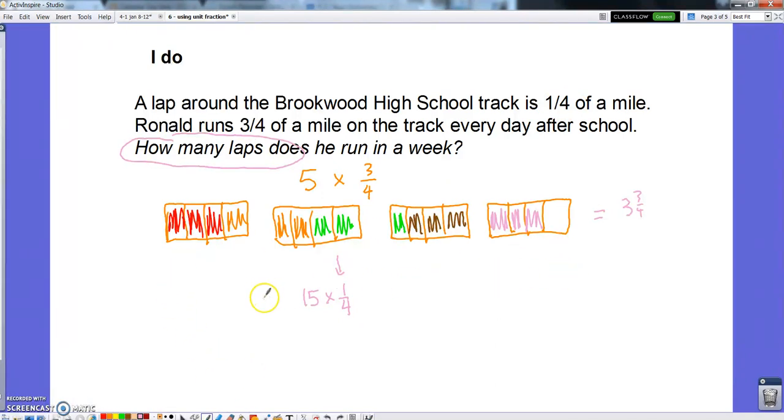So when I draw out my model this way, I can look at this and say 1/4, 2/4, 3/4, 4/4, all the way up to 15. So this, again, tells me how far, but since the laps are 1/4 of a mile, this tells me how many laps of 1/4 mile each. All right, so maybe that strategy is a little more clear to you than the first one with the numbers. I don't know.